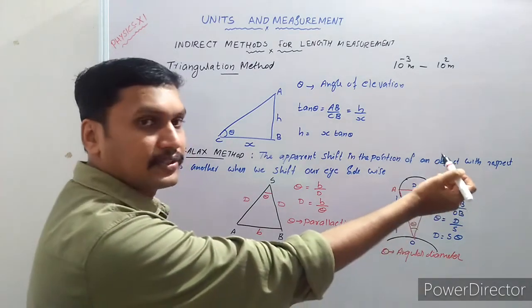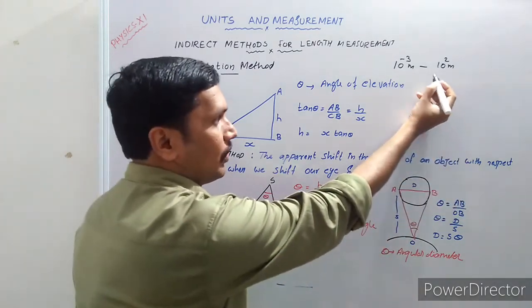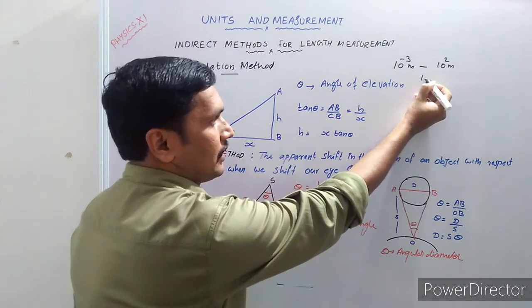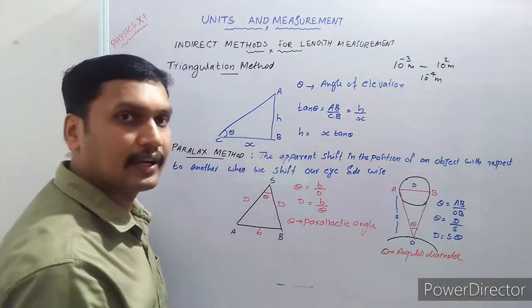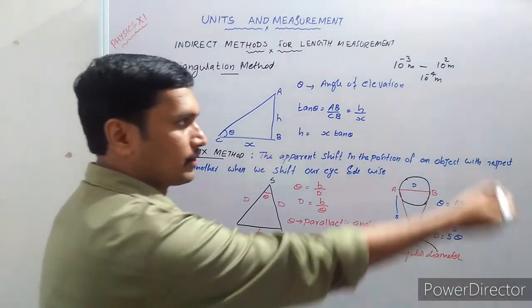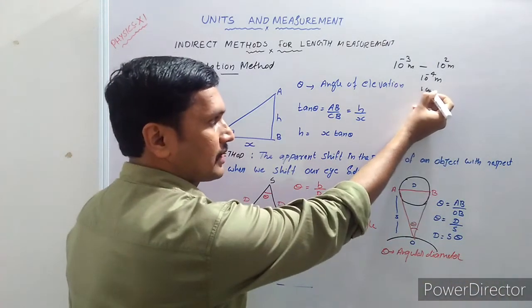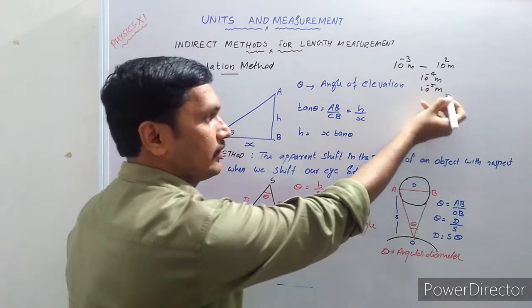By using a screw gauge or a vernier caliper, we can measure up to 10 raised to minus 4 meter by using a vernier caliper. By using a screw gauge, we can measure up to 10 raised to minus 5 meter.